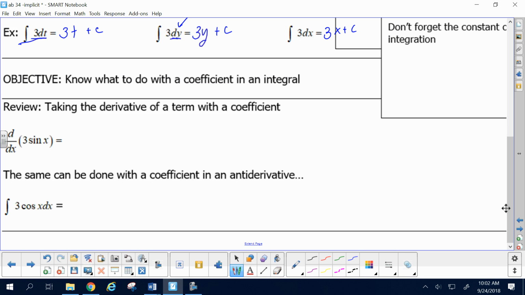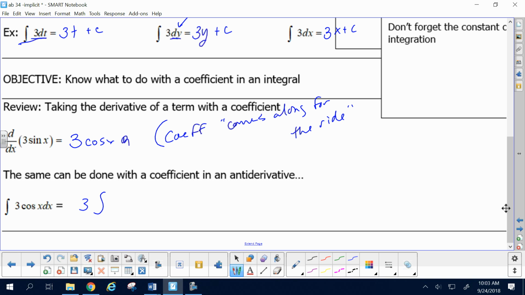This is an easy idea. When you took the derivative of something with a coefficient, what did you do? A cosine of x. In other words, the coefficient just kind of comes along for the ride, right? Well, the same is true for integration. If I integrate 3 cosine of x, I could say, I'll just do that later, and right now I'm just going to integrate cosine and attach the 3 after.